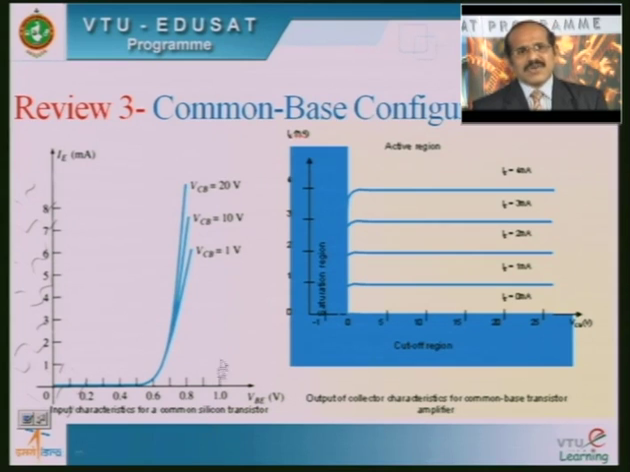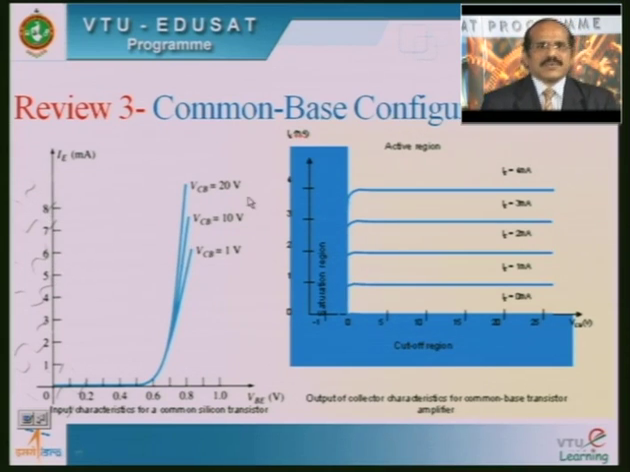The third conclusion you can derive from this is that for a fixed value of VBE, as VCB increases, correspondingly IE will increase. That means, in the last class I told you, for 0.8 volts of VBE, whenever VCB is increased from 1 volt to 20 volts, correspondingly you can see that IE also increases.